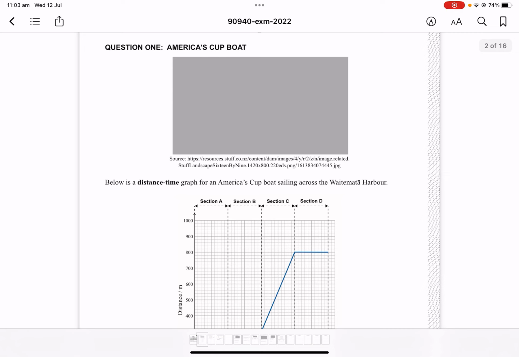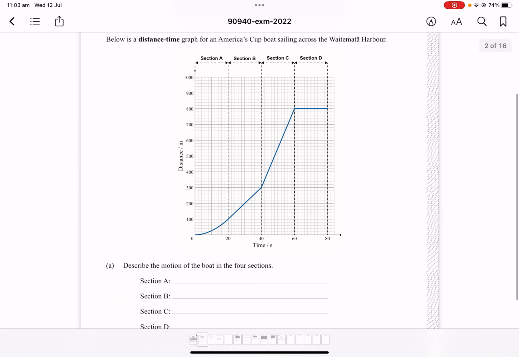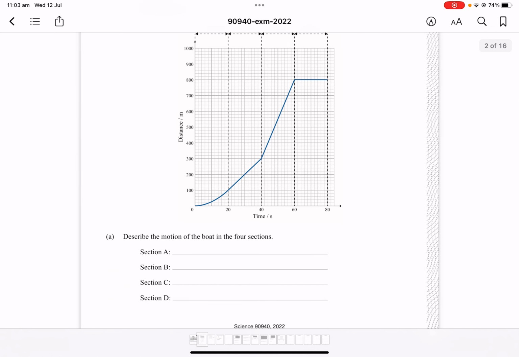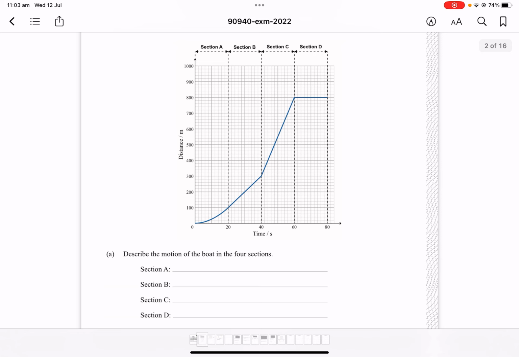So we're just going to get straight into it. We're going to look at the America's Cup boat. Below is a distance time graph for the America's Cup boat sailing across the Waitemata Harbour. You want to describe the motion of the boat in four sections. We have section A, section B, section C, and section D.